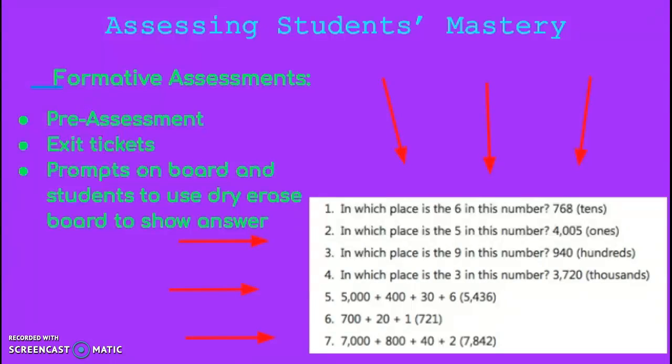Another strategy of assessing students' mastery and gaining instant feedback is writing a prompt on the board with questions like, in which place is the 6 in this number, 668? And the answer is tens. So students will be given 30 seconds to answer and write their answer on the dry erase board. They will lift it up and show it towards me so I can see which students learned the concept and which students still need help in learning it. And so by the end of the unit, I would want to know if my students learned place value.